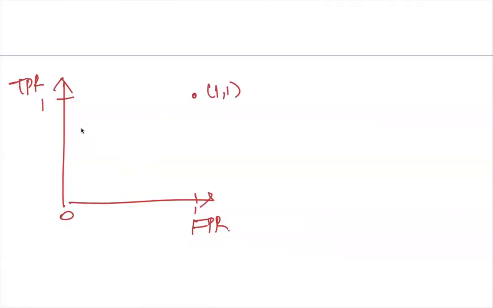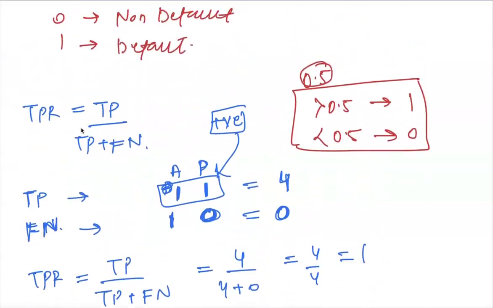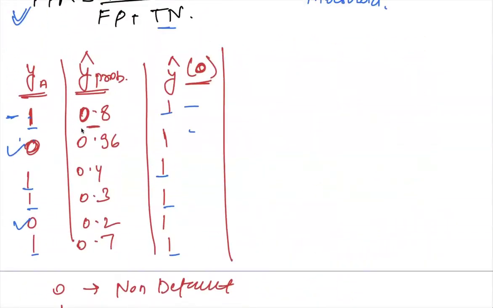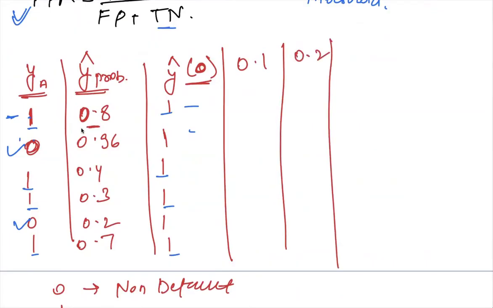So now what we'll do is we'll plot this, which is true positive rate against false positive rate. So this is 1, this is 1. So this will be 1 comma 1. This was when we kept the threshold as 0. Like this, we'll change the threshold now. Instead of 0, we'll do 0.1, 0.2, 0.3, and so on. Let's calculate at 0.5, which is our normal case.